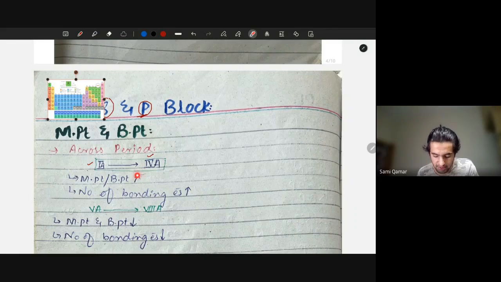Melting point and boiling point will increase. Now, why? Number of bonding electrons are increasing. Does anybody have any idea about bonding electrons? How are bonding electrons increasing here? This is an important thing. We have already done that.